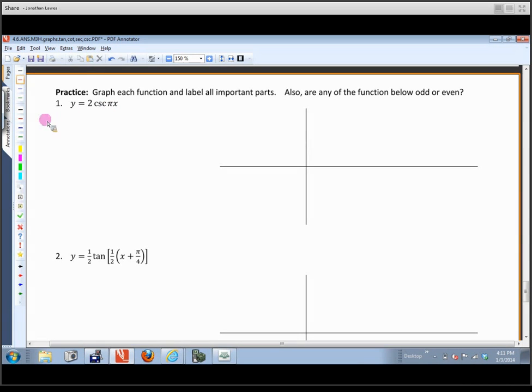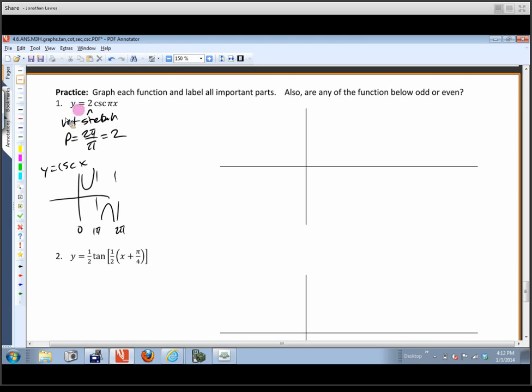So let's see. That's a vertical stretch. And that pi changes the period. So the period is going to be 2 pi over pi. So that's going to be 2 for a period. And then I'm just going to think about what the parent graph looks like. The parent graph, and this was cosecant, this is the first one we did, had a branch that went up, asymptote, branch that went down. So this was 0, and this was 1 pi, and this is 2 pi.